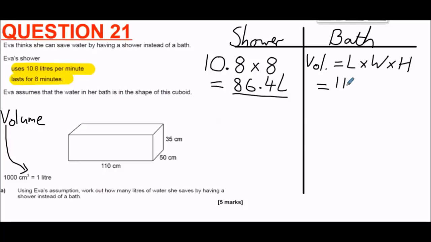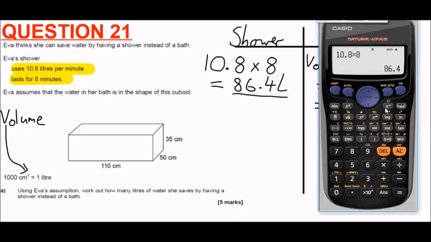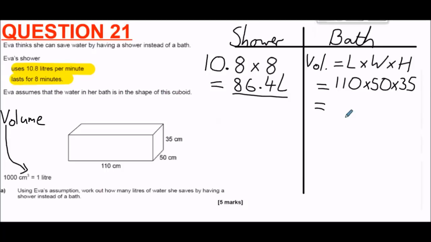So the length is 110, the width is 50, and the height of it is 35. So 110 multiplied by 50 multiplied by 35. So 110 times 50 times 35 comes to 192,500. Now this is volume in centimetres cubed.